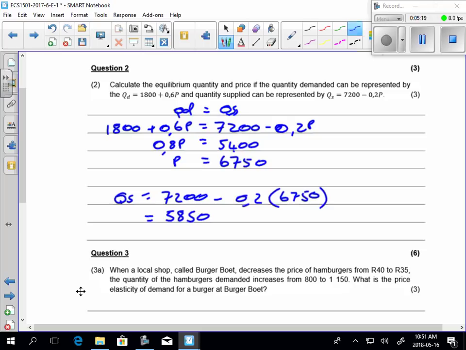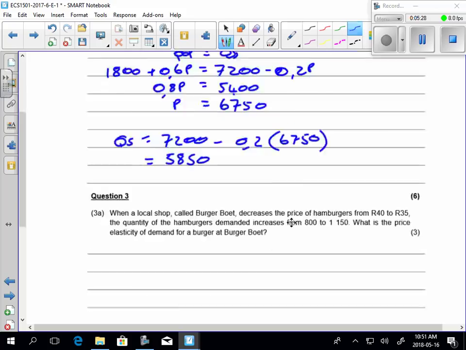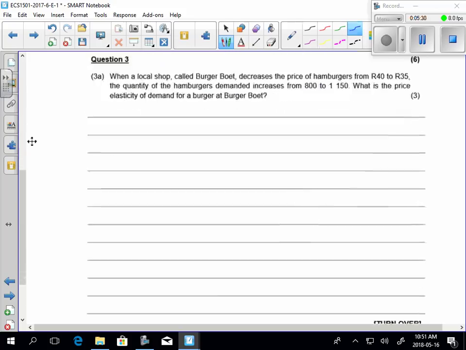All right, your elasticity questions. Okay, in this case, they haven't specified that you need to use the arc elasticity formula, so I didn't. If they do want you to use the arc elasticity formula, they will specify, okay, using the arc method or using the arc formula. All right. So in this case, Burger Boot decreases the price of hamburgers from 40 to 35 Rand. Quantity demanded increases from 800 to 1150. Calculate the price elasticity of demand.